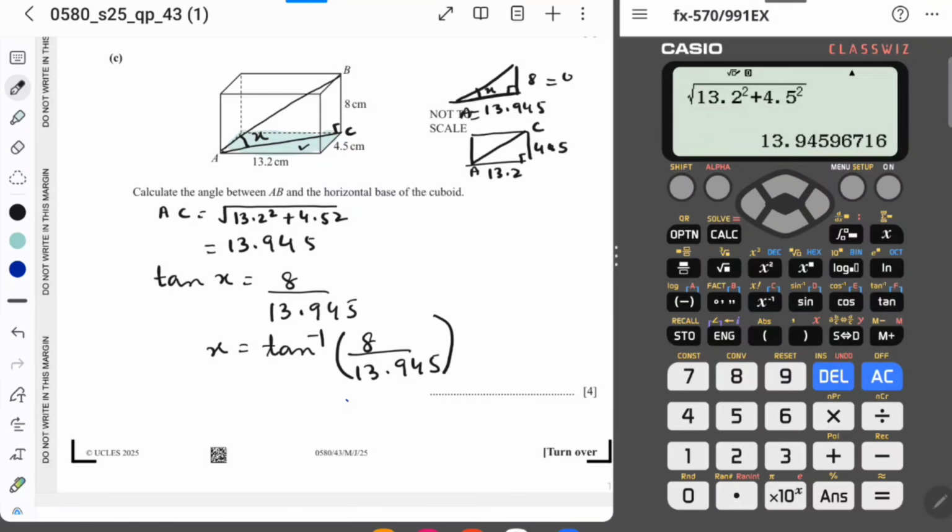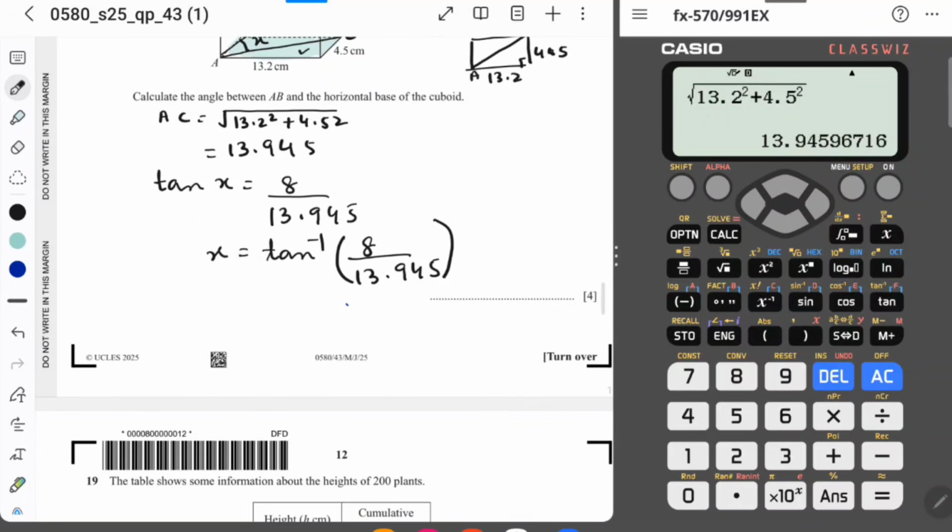Always, if sine is there, use sine inverse to find the angle. If cos is there, then cos inverse. Alright, so you do the same thing: tan inverse of 8 upon 13.945.